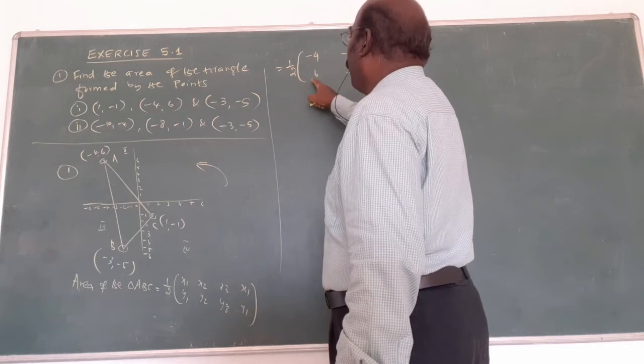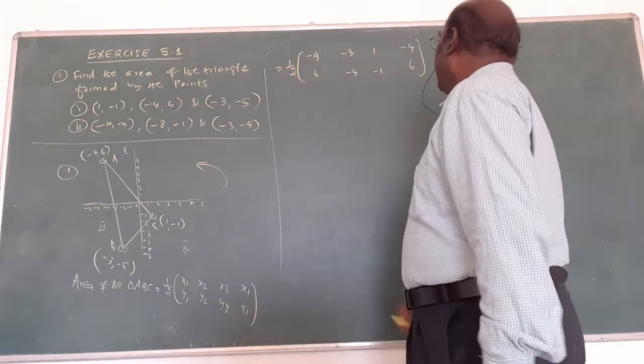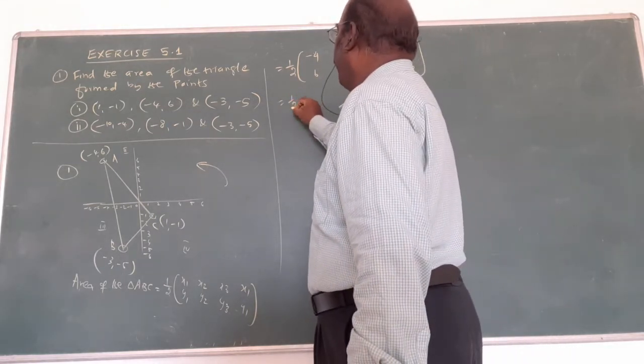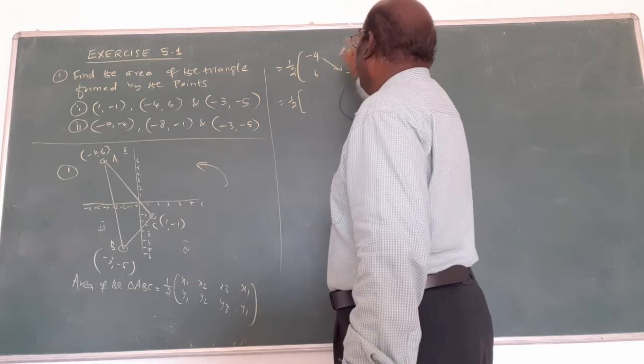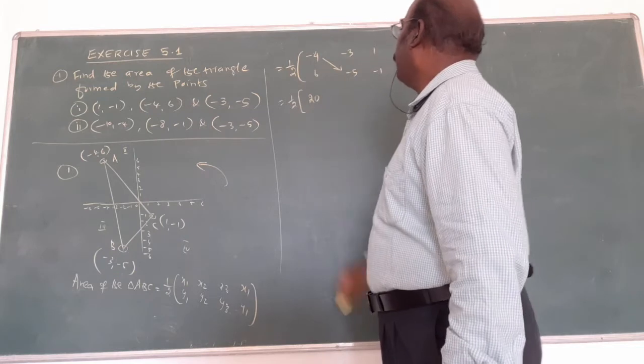Again start with minus 4 comma 6. Again minus 4 comma 6. Am I right? Now cross multiply. Half into what I told you. Minus into minus plus 4 by 20. In this way you want to do.